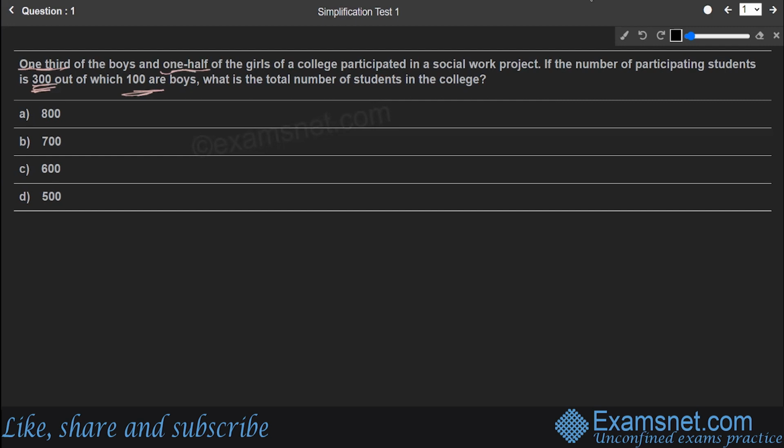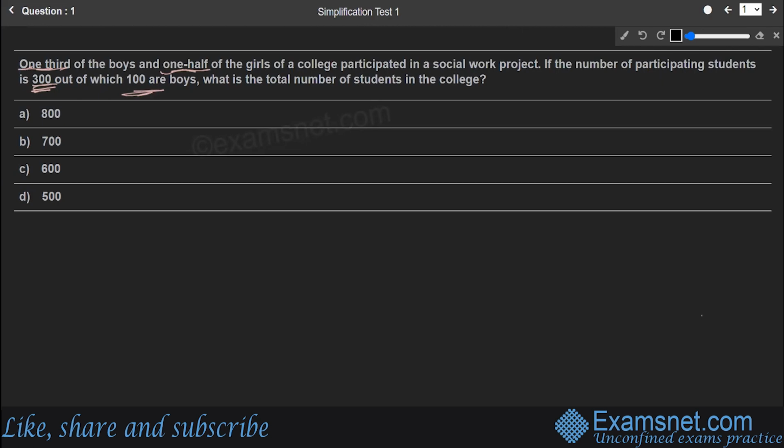Okay, for this particular question, we'll obviously have to make certain equations. We can start by assuming the total number of boys be x and total number of girls be y, and then we can try to frame the equation, relate the condition, and then we can solve it. Okay, so let us just try to do it.